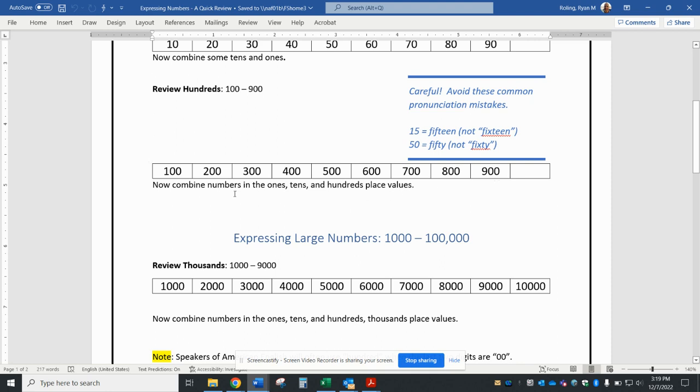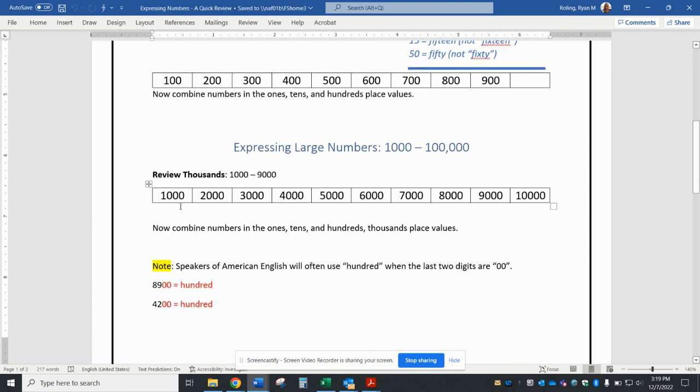And remember, hundred is singular. The same as with thousands. We say 1,000, 2,000, 3,000. We don't say thousands with an s, like 4,000s.